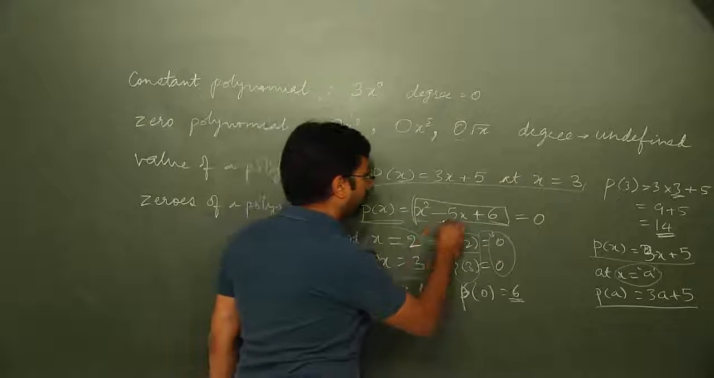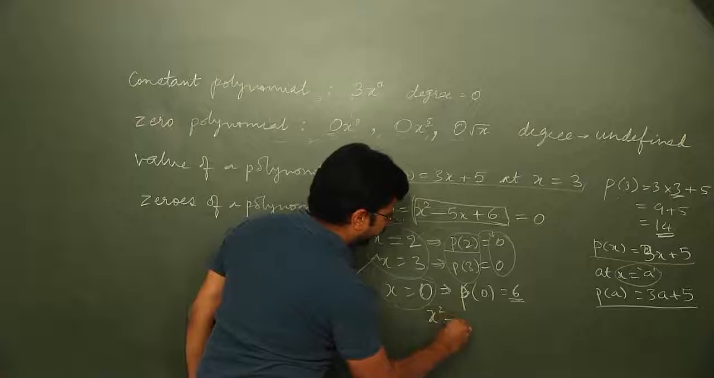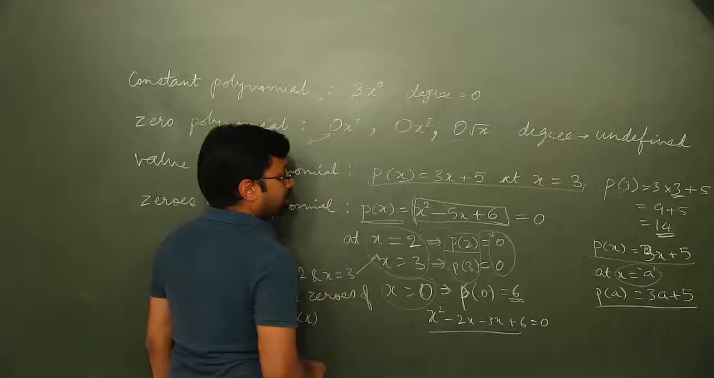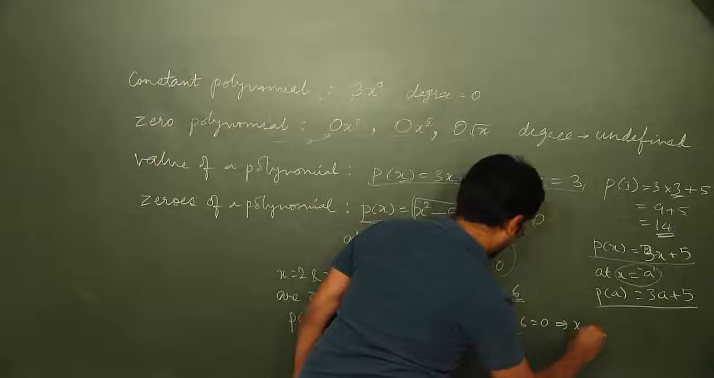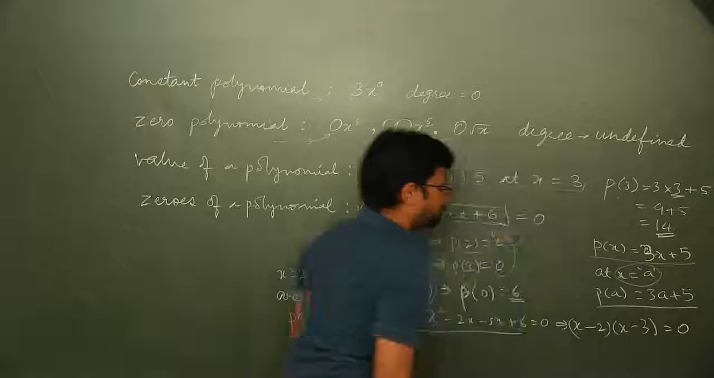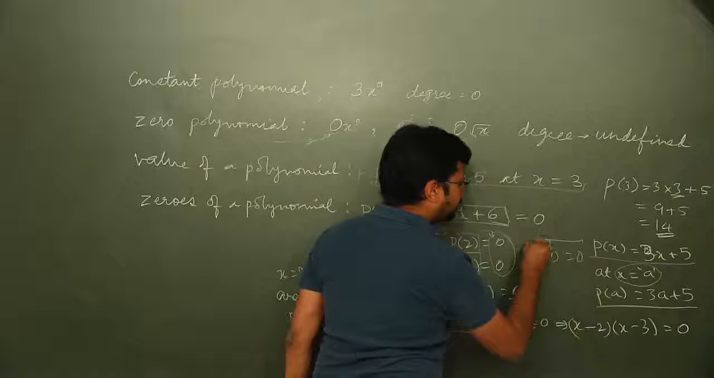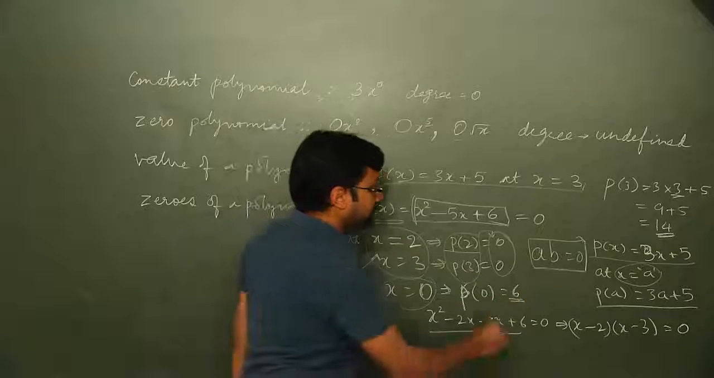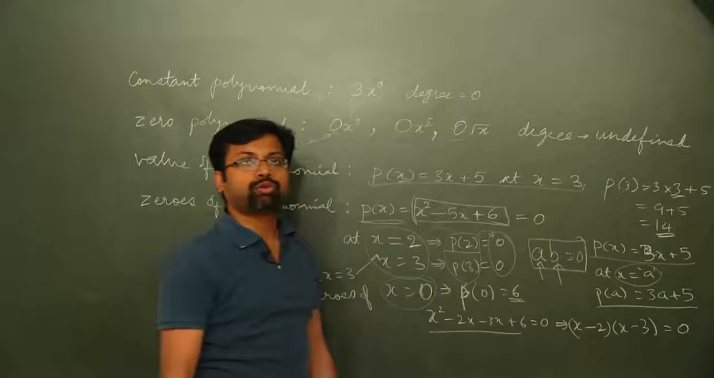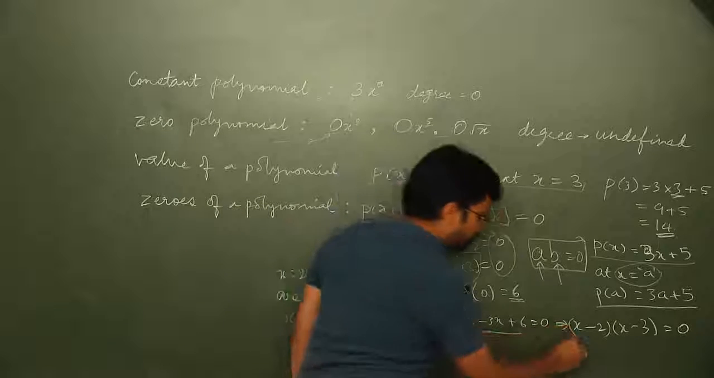Once you equate it to 0 by factorization, what does it factorize to? It factorizes to x square minus 2x minus 3x plus 6 equal to 0. You can factorize and then you can find out that these two are going to be the factors of the polynomial. Now, a number a into b is equal to 0. If a into b equal to 0, that means either a is 0 or b is 0. Only then the multiplication of two numbers would be 0 if either of them or both of them are equal to 0. So same thing holds true here.